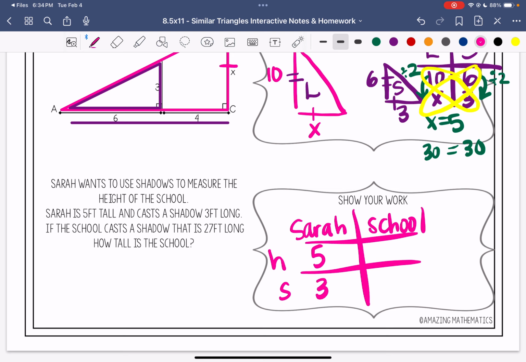Okay, this is not the only way you can set it up. I could do Sarah and then school and then height and shadow, vertical. It's up to you. So now I want to know what's the height of the school. Well, it didn't give us that, so that is our unknown. But we know the shadow is 27. So you're either going to go from 3 to 5. That's a relationship. I wouldn't recommend it. I say go 3 to 27. 3 scaled by 9 gives me 27, meaning I am going to scale 5 by 9. And then that means x is equal to 45.